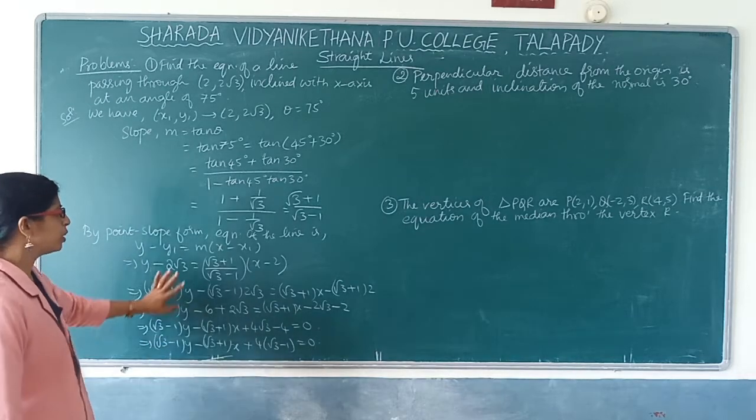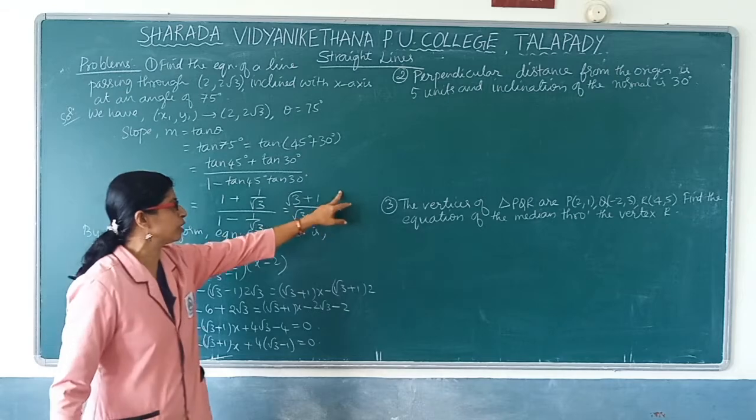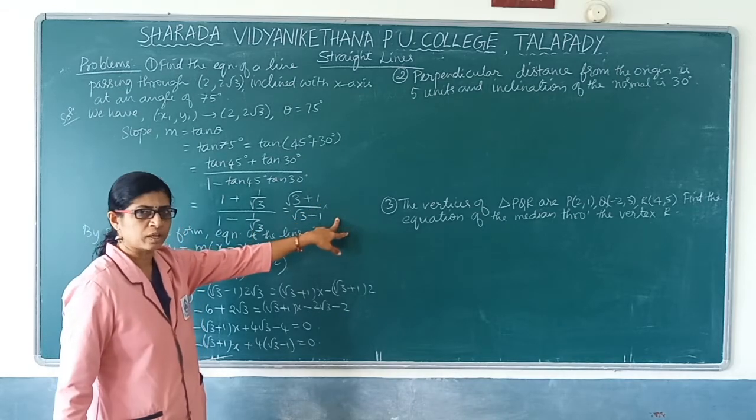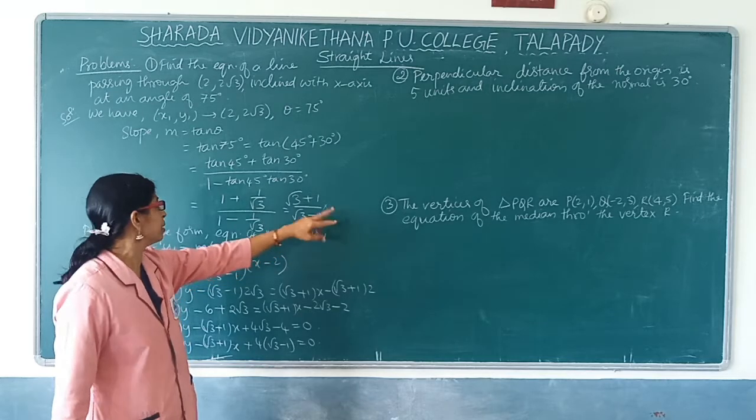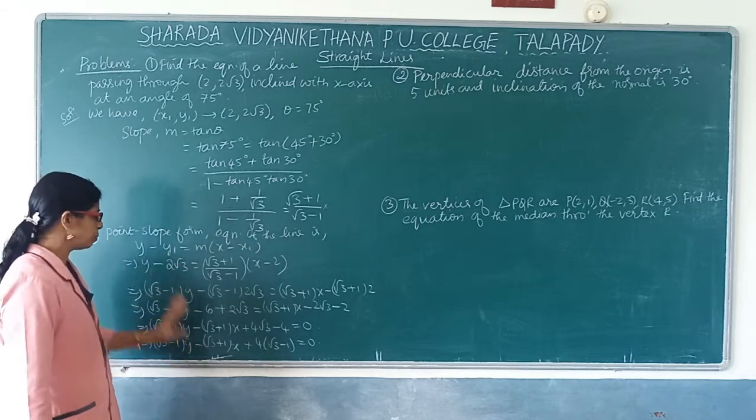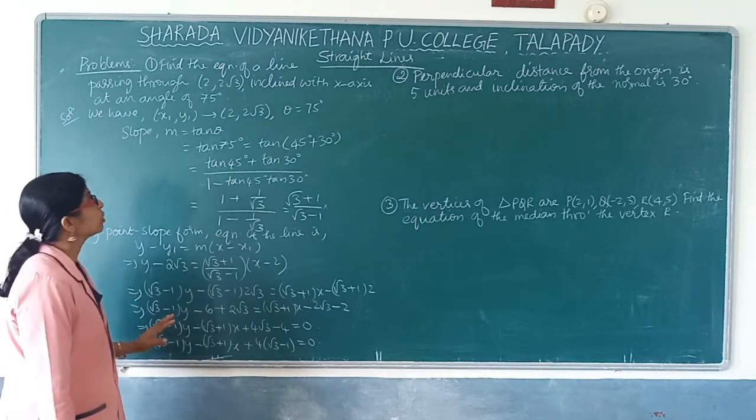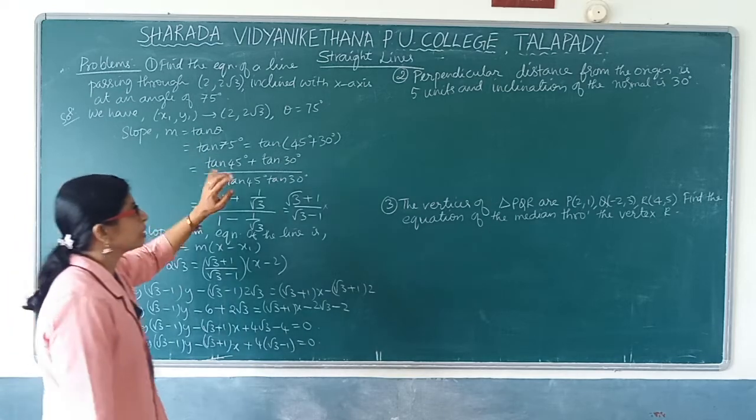If you want, here you can rationalize. You can multiply and divide by root 3 minus 1, here root 3 plus 1 and root 3 plus 1. So you will get a square minus b square form. You can rationalize the denominator here in the slope and proceed, or else directly keep it and proceed. This is one and the same. You will get the equation of the line in the point slope form. Okay, so that is the solution.